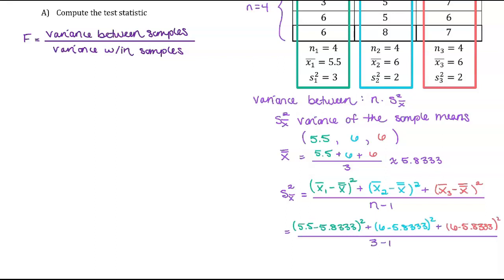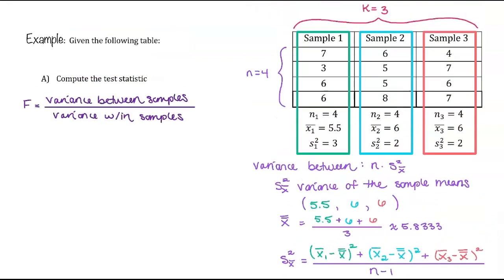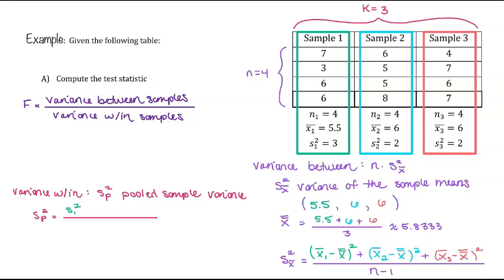Putting this into our calculator, we find that the variance of the sample means is equal to 0.0833. So now we have what we need for the numerator of the test statistic, the variance between the samples. Now we can work on the denominator, the variance within the samples. This is SP squared, or the pooled sample variance. And it is the mean of the sample variances. In other words, to find SP squared, we need to add up the 3 sample variances and divide by 3.